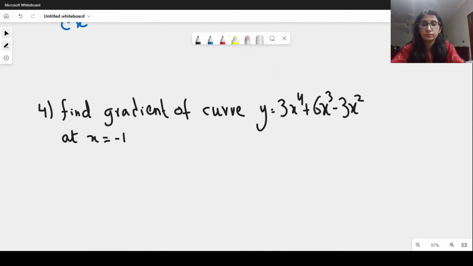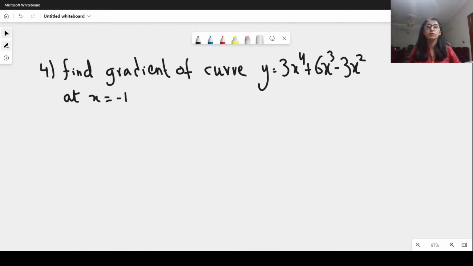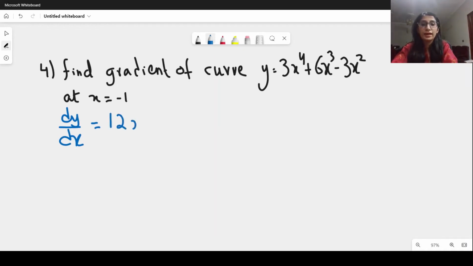Next question. Okay, now this is slightly different. Find the gradient of this curve. y is equal to 3x power 4 plus 6x cubed minus 3x squared at x is equal to minus 1. All right, so what you do, you derive this function first. dy over dx equals 4 times 3, 12, x cubed plus 6 times 3, 18, x squared minus 3 times 2, 6x. This is the derived function.